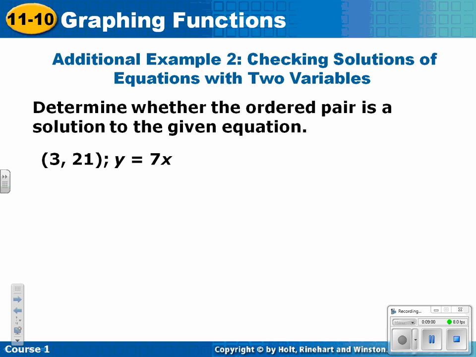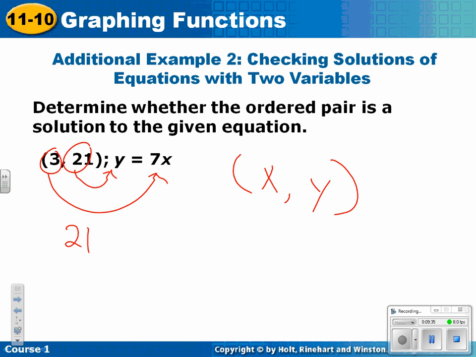Remember, when we have an ordered pair, and we have it like this, is this x or is this y? This is x. X always comes first. So it's always x, then y. So is this 3 my x value or is this 3 my y value? This is my x value. So I'm going to plug these numbers in. I'm going to take this 21 and plug it in for y, and take the 3 and plug it in for x. And so I'm going to say 21 equals 7 times 3. Is that a true statement?